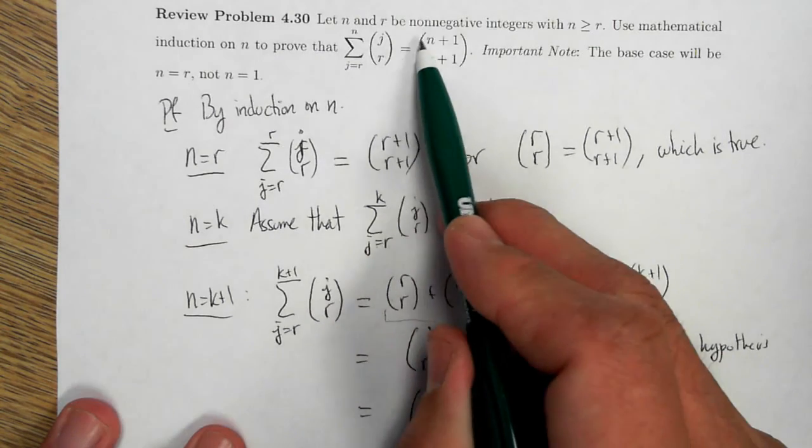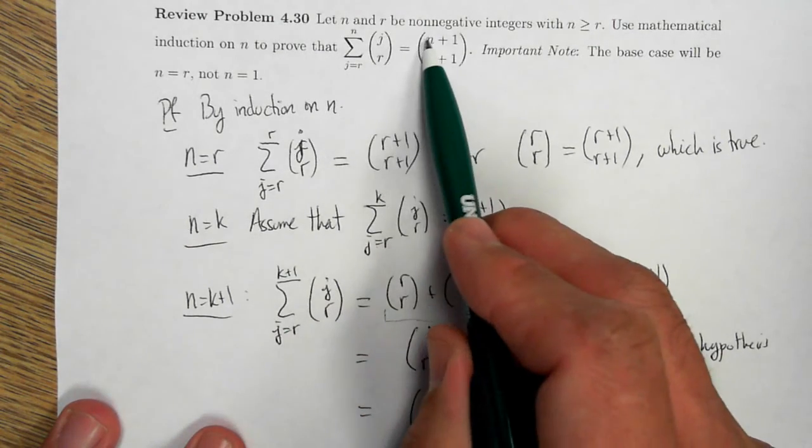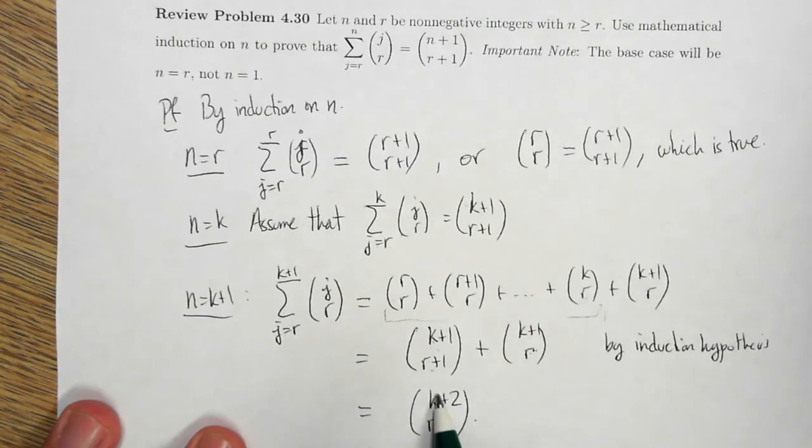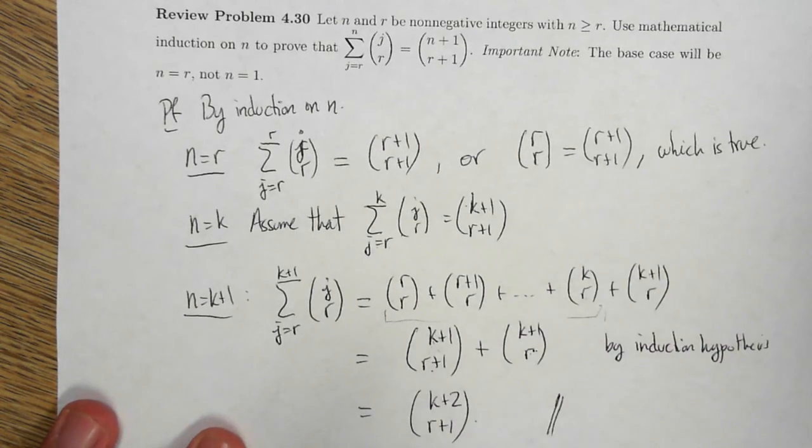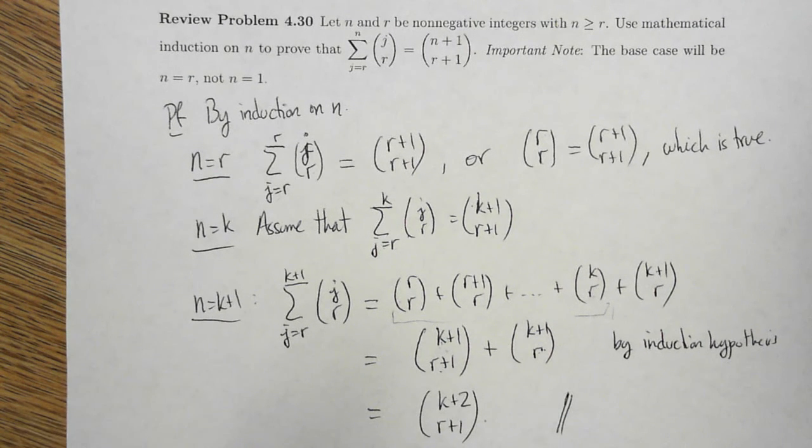Now that matches the form. If j is equal to k plus 1, I have k plus 1 makes k plus 2 choose r plus 1. And so that's my target, and so that is the end of the proof. So this was a fairly straightforward problem by mathematical induction.